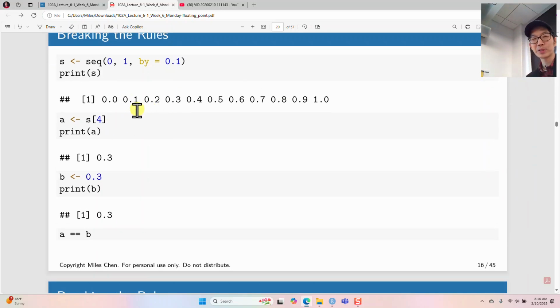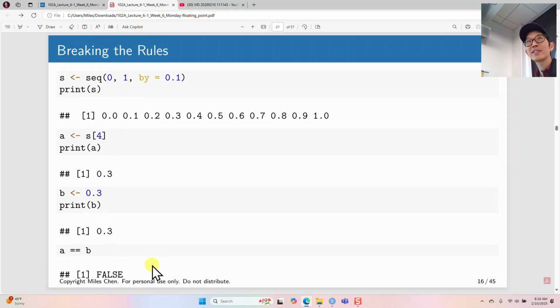Okay, here's another example where I make a sequence going from 0 to 1. I say go from 0 to 1 by 0.1. So I get 0, 0.1, 0.2, 0.3, 0.4. I ask, what's this number here, the fourth value, and it says that's 0.3. And if I say B is 0.3, is this 0.3 and this 0.3 the same?